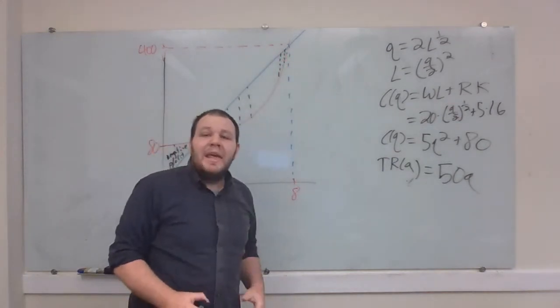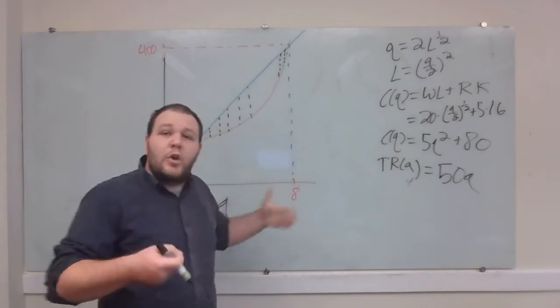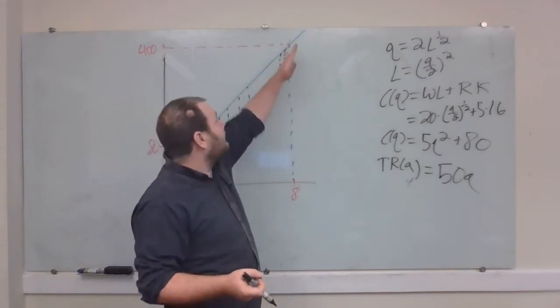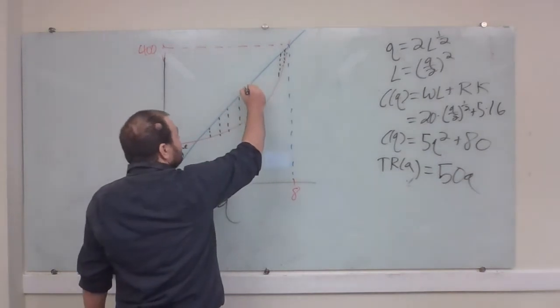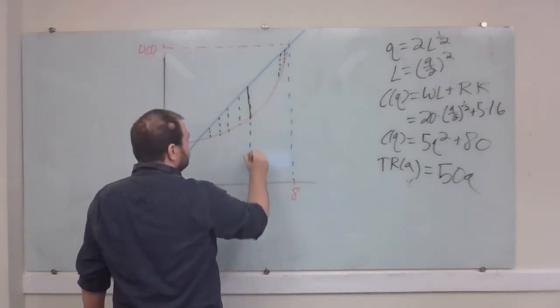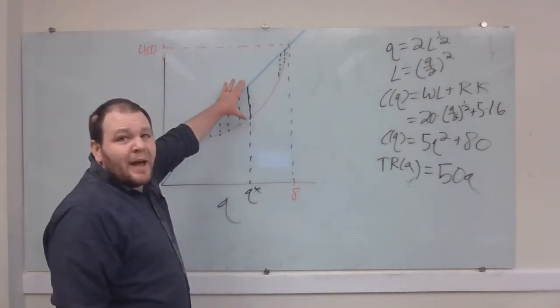increase output is because our costs of each unit are increasing, right? Our costs are increasing at an increasing rate. Our revenues are staying constant. So there's going to be some point like this where we're getting as much profit as we possibly can, right?